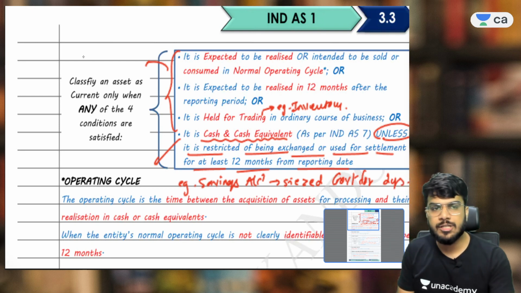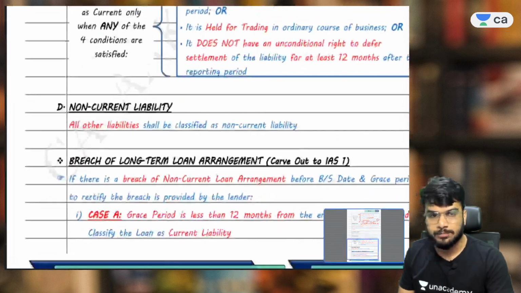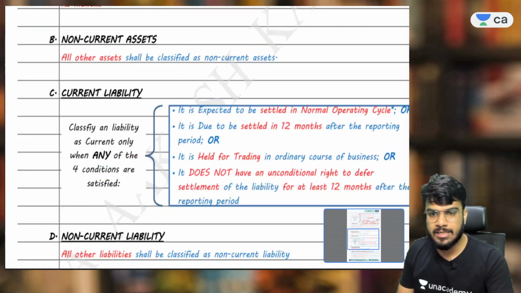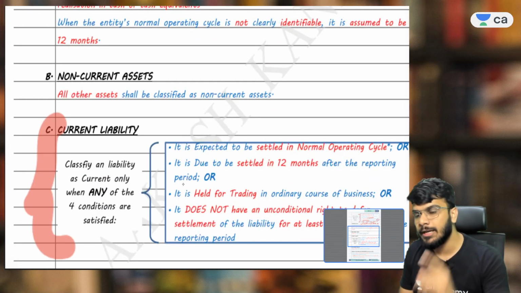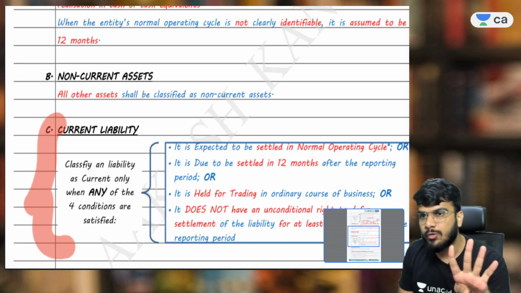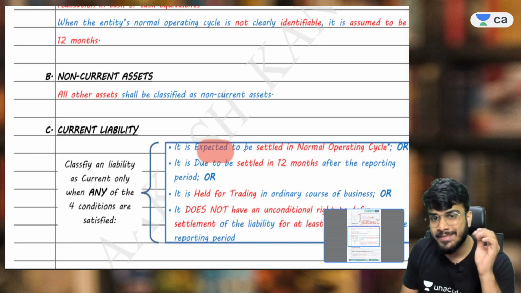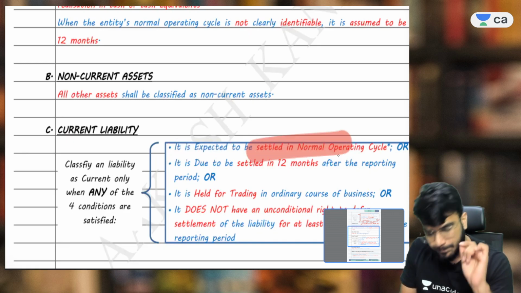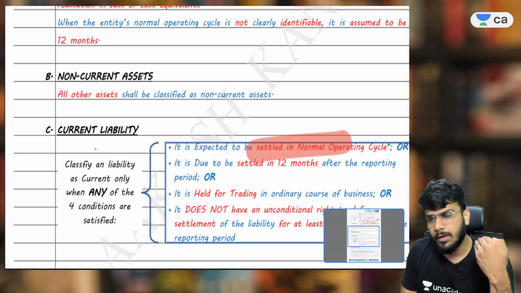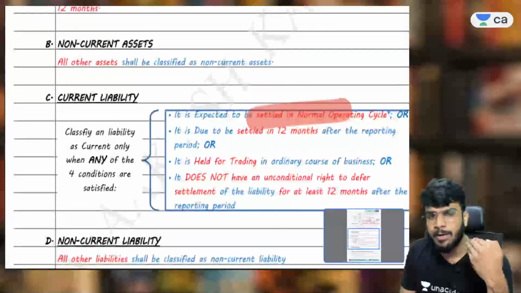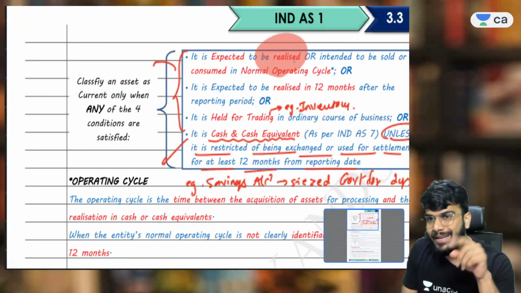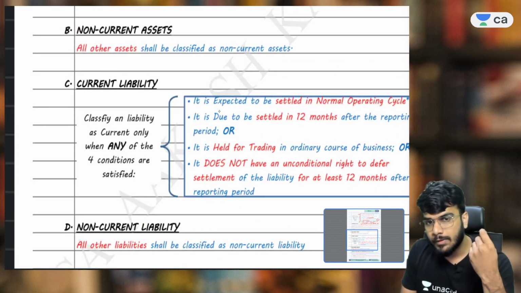So this was the first concept which is important from exam point of view. What about the next concept? The next concept is the definition of current liability. Even in current liability, we have 4 conditions. Out of 4, any one is to be met. The first condition is if it is expected to be settled in the operating cycle. Again, the same. The only difference between current asset and current liability is that above we had to realize that money. Here, it is expected to be settled.